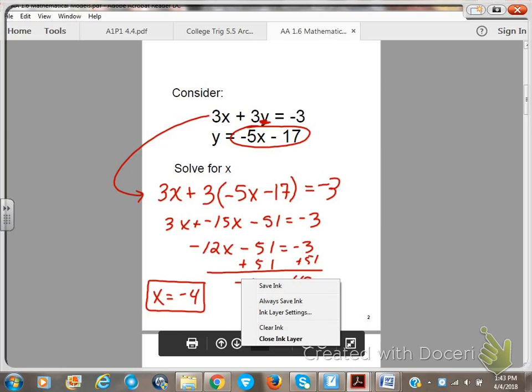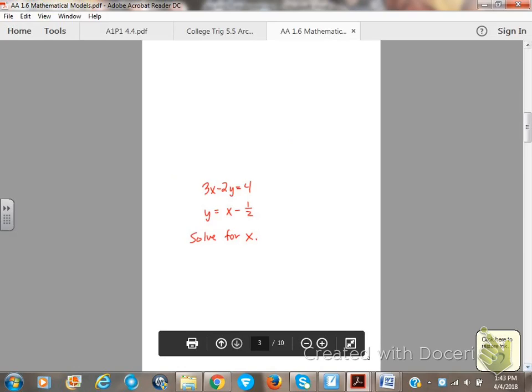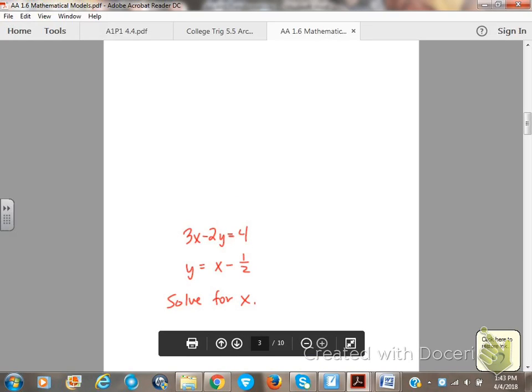Okay, so let's look at another example like that. If I gave you 3x minus 2y equals 4, and that y equals x minus 1/2.